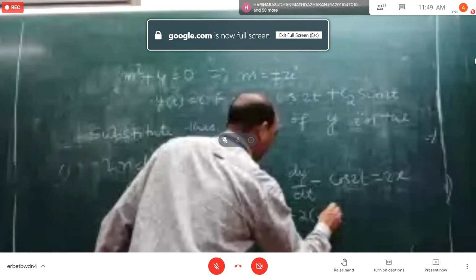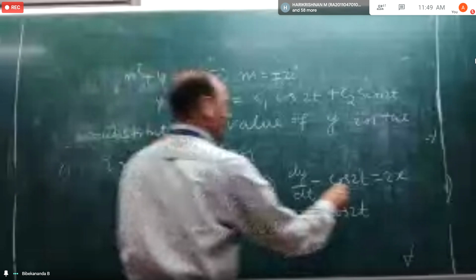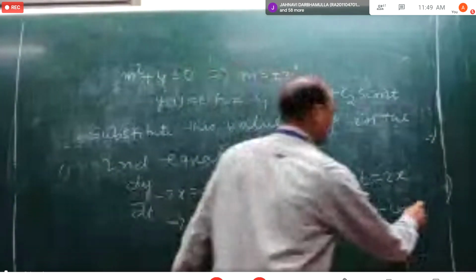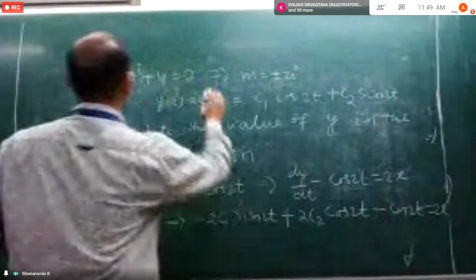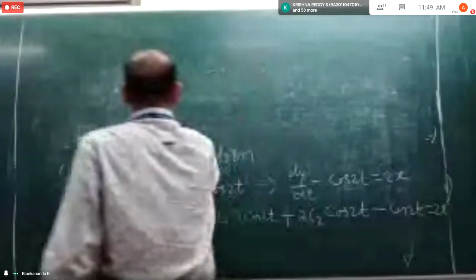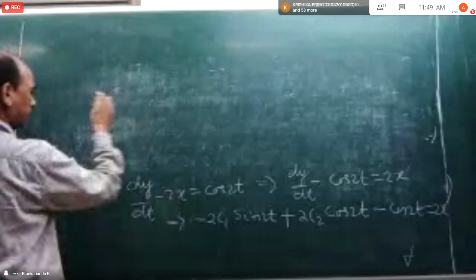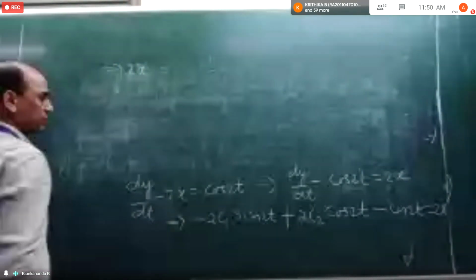2C2 cos 2t, minus cos 2t, and that is equal to 2x. Okay, now you simplify it. What is the simplification of this one? That implies 2x equal to how much? You tell me.